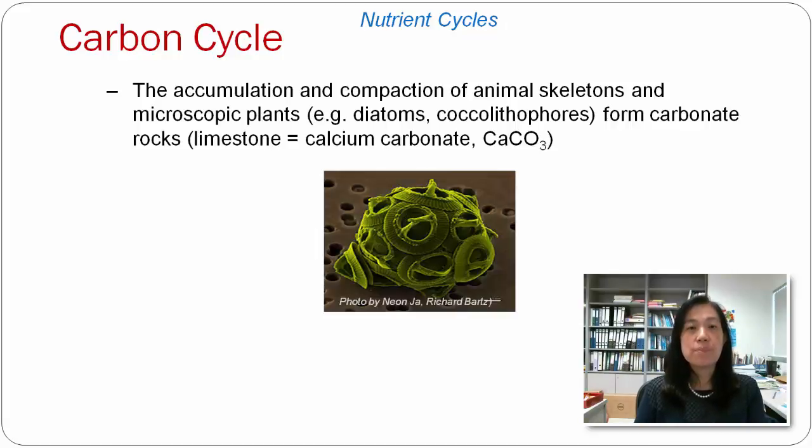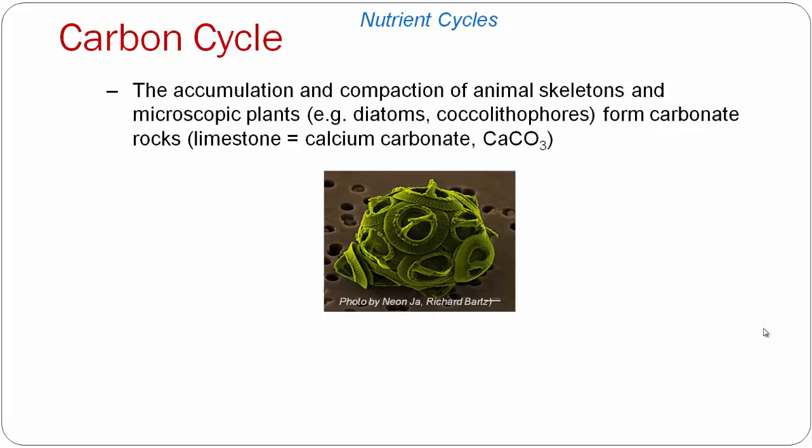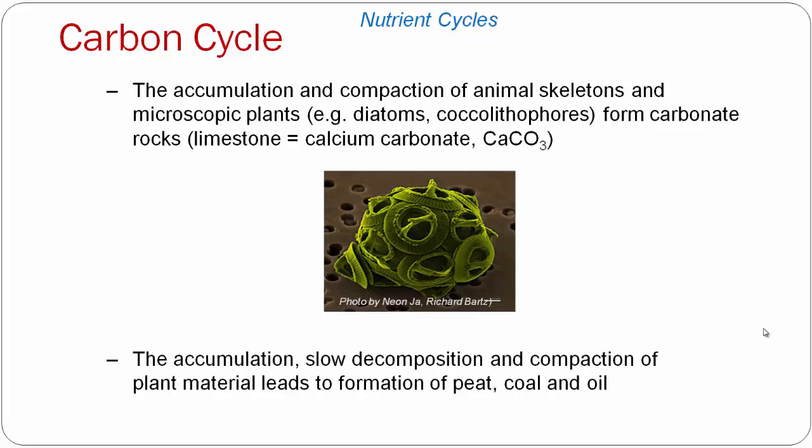This photo shows a picture of a coccolithophore, and you can see from here that it has very beautiful and ornate calcium carbonate plates. When these organisms and other animals die, their calcium carbonate skeletons and plates are compacted and eventually become limestone. In terrestrial systems, the slow decomposition and compaction of plant material leads to the formation of peat, coal, and oil, and subsequently these are then harnessed by man to burn as fossil fuels.